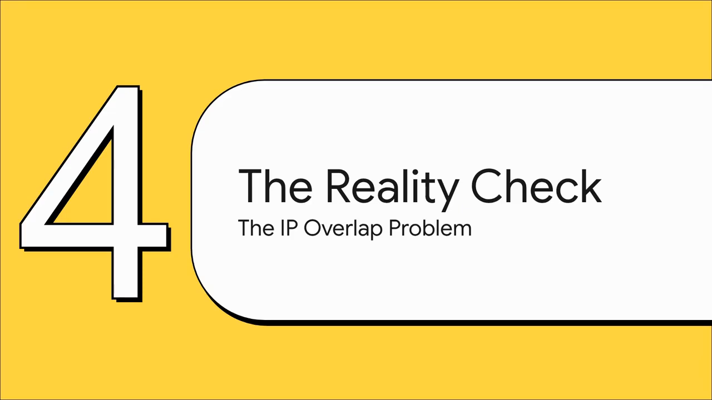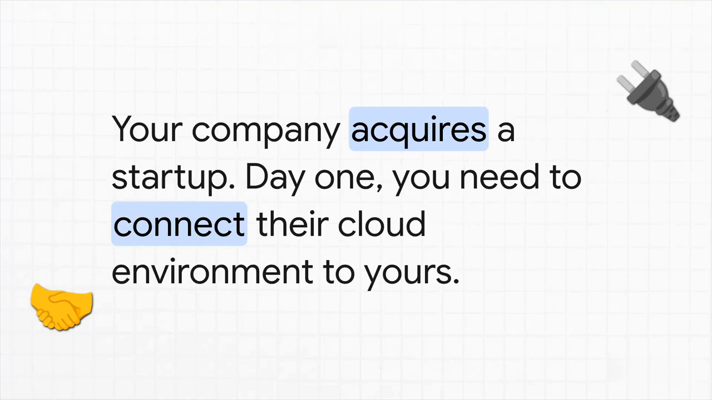But wait, before you run off and start building bridges everywhere, we have to have a little reality check. We have to talk about the hidden monster that can sink your entire project, the IP overlap problem. Let's play out a scenario I bet some of you have lived through. Your company just acquired a startup. On day one, the CTO says, hey, connect their cloud environment to our production network. We need to integrate their services ASAP.